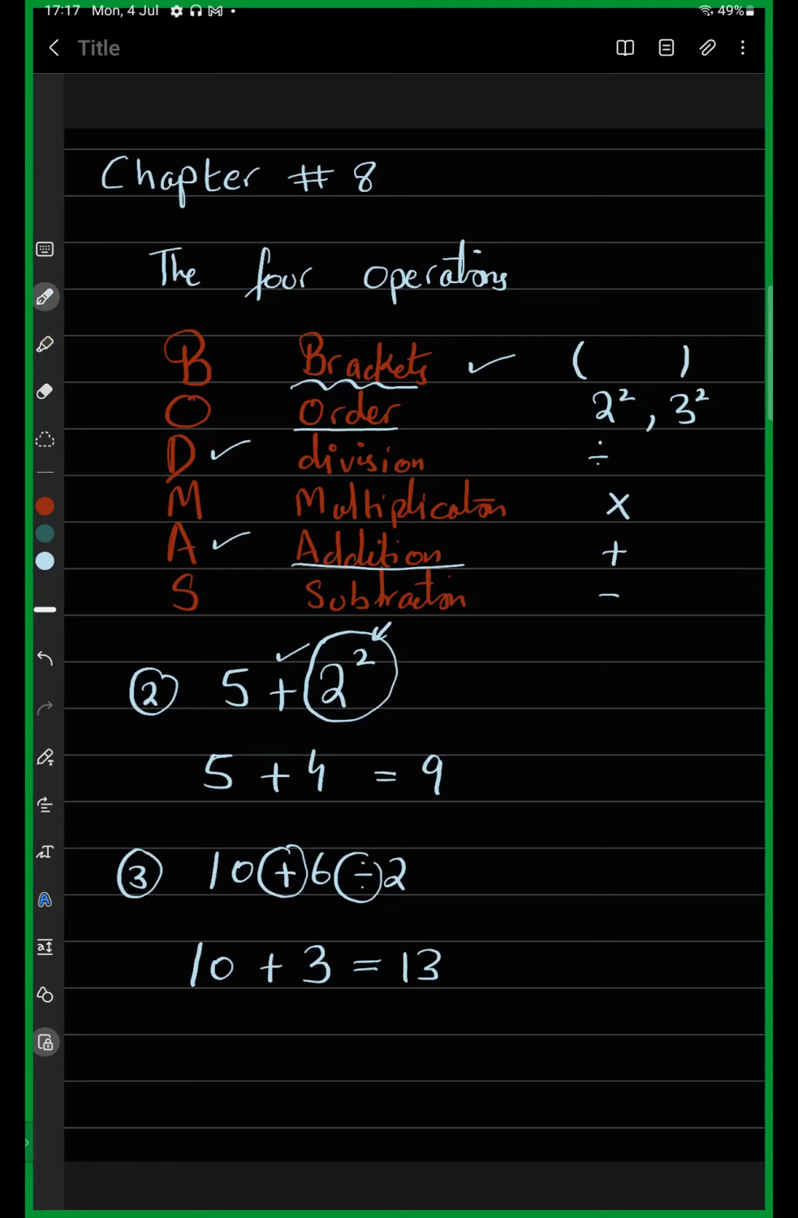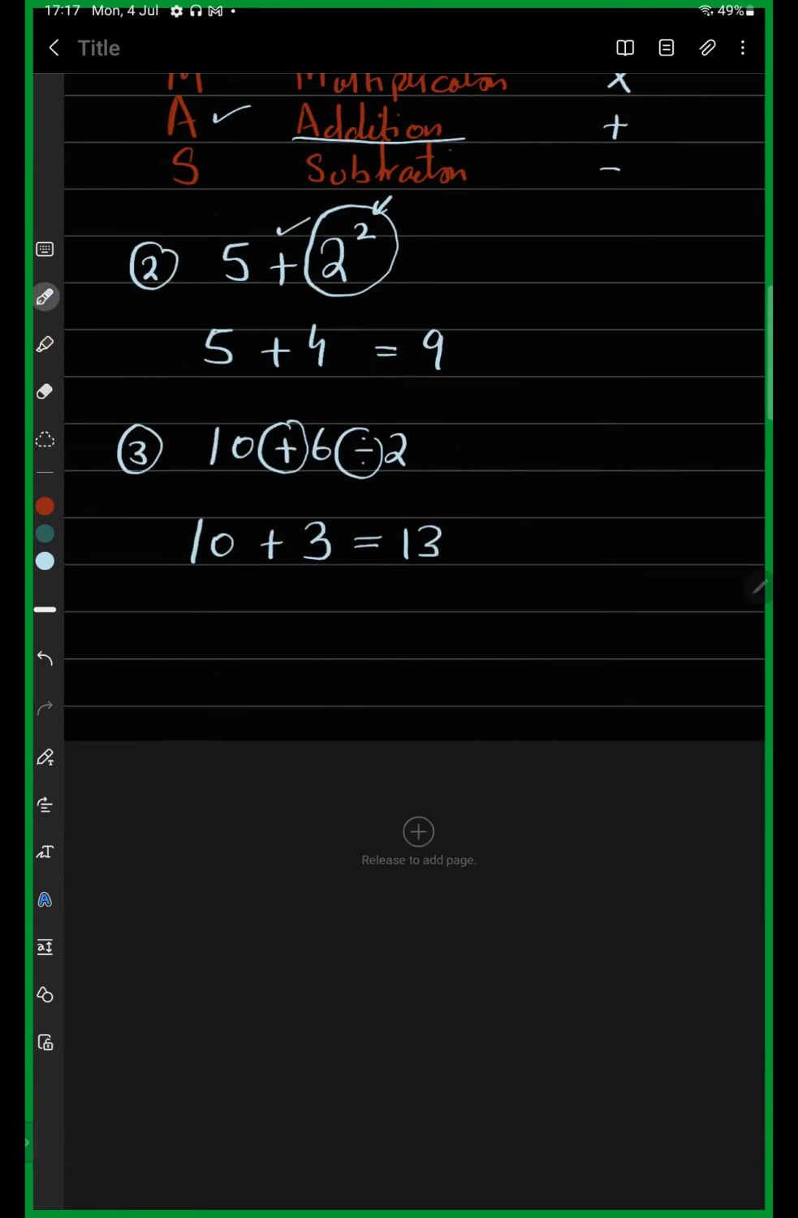All right. Let me do a few more examples and then I will get back to your queries. Let me just scroll down. Now the keyword is in our mind.